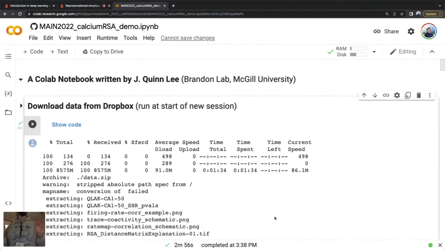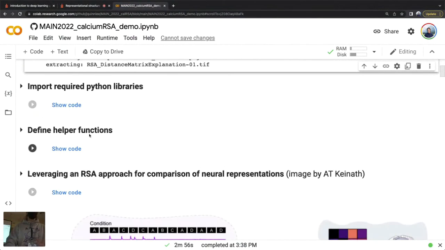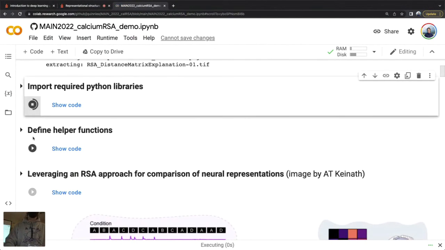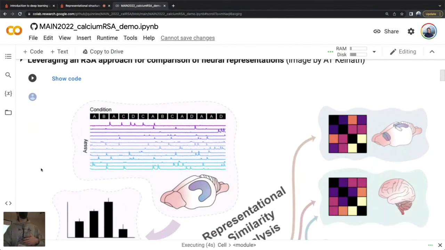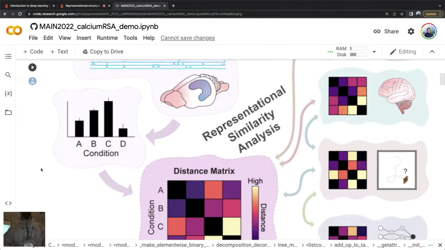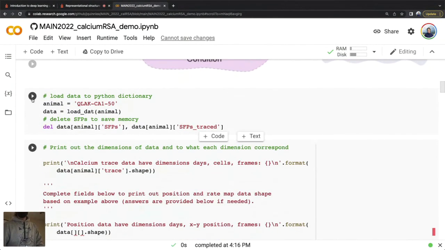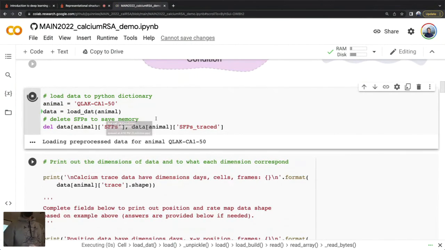In the GitHub page that this comes from, there is a completed notebook if you want to just walk through that. But there's actually stuff that you have to enter for this to work. So we can run these first few cells. This is just a depiction of what we're trying to achieve today. So once you've loaded in the data from the Dropbox, you can run this cell here to actually put it into a Python dictionary.